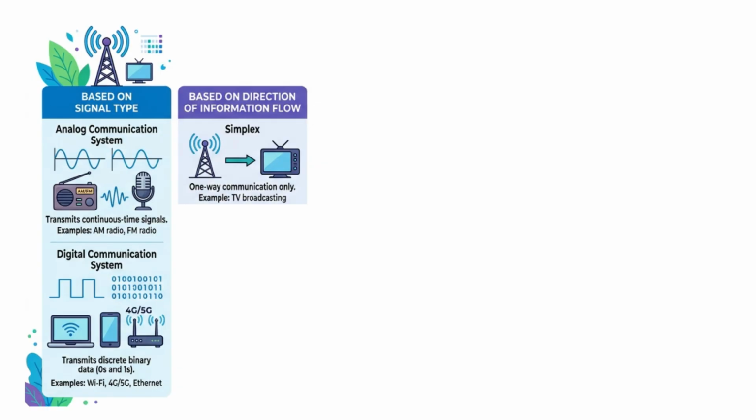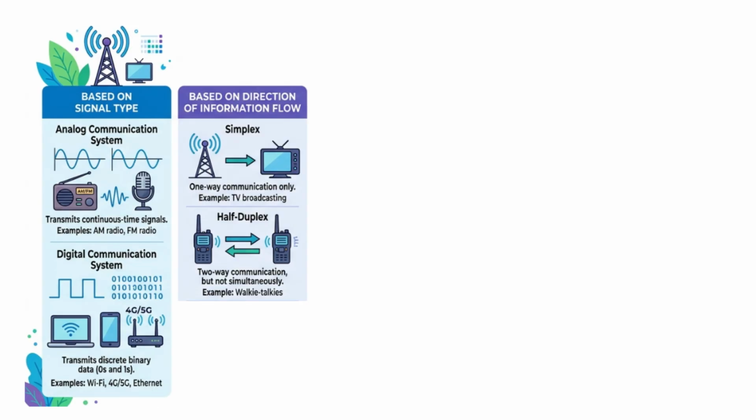Next, we classify communication systems based on the direction of information flow. In a simplex system, communication happens only in one direction. The receiver cannot send data back. A simple example is television broadcasting, where the TV station sends signals, but your TV only receives them.